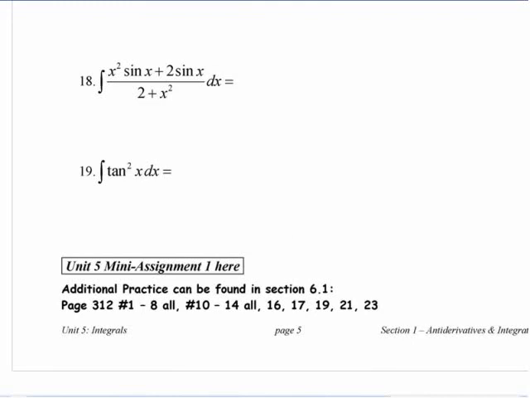Work on that for 10 minutes or so. Some of the questions throughout there. Check the answers, and then we'll look at integration by substitution in a few minutes.